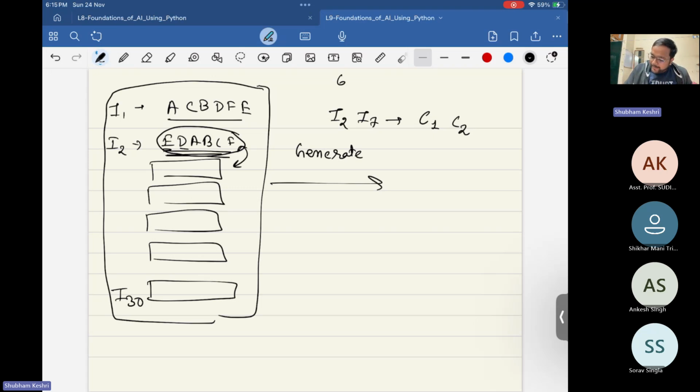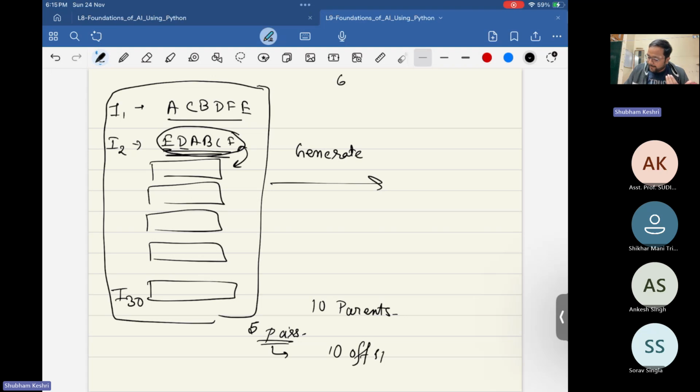So we pick some parents. What will we do? Here we have 30 individuals. Suppose we are picking 10 parents and we are pairing them up. So we will have 5 pairs of parents, and suppose these 5 pairs of parents produce 10 offsprings, right? So we had 30 individuals in a generation, and we produced 10 offsprings, not 30, for this example. So in total we have 40 individuals when these offsprings and the earlier generation are combined.